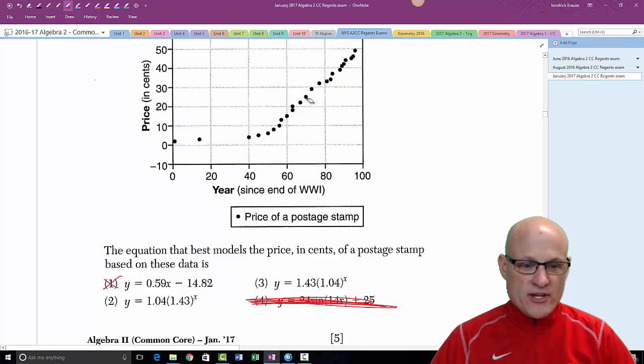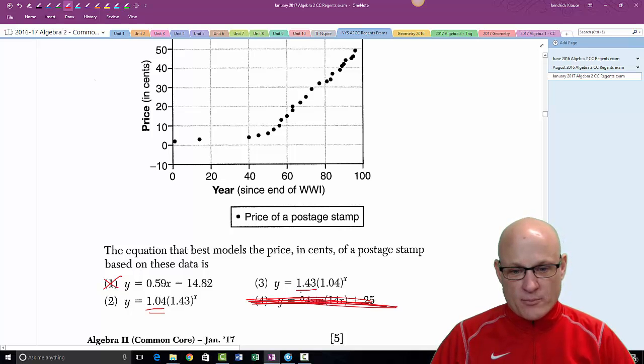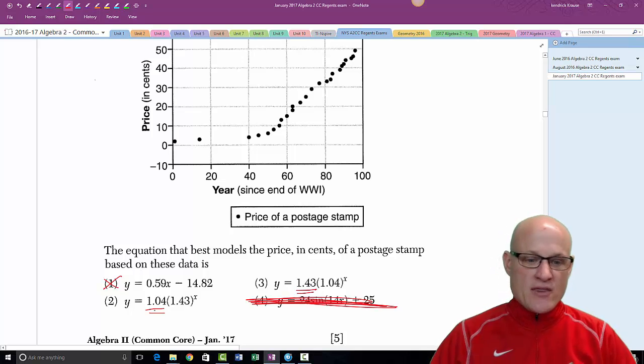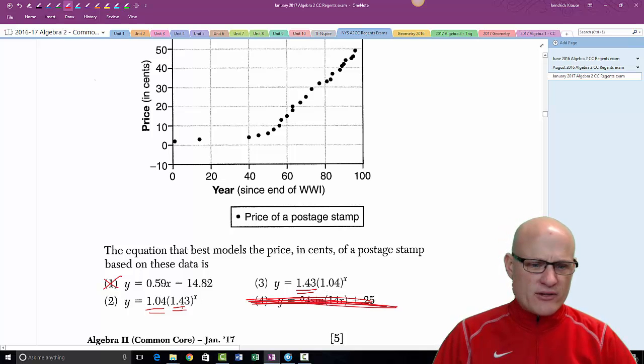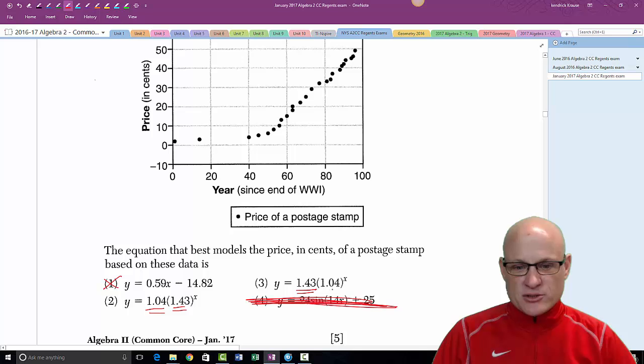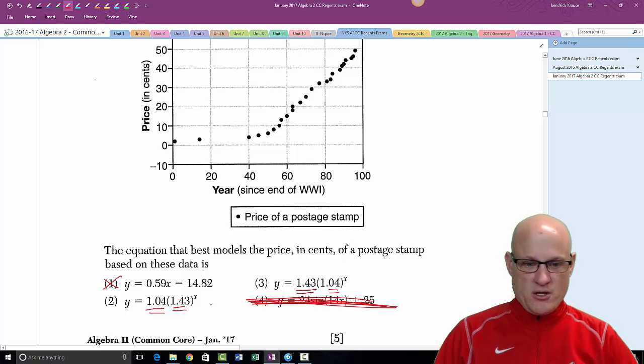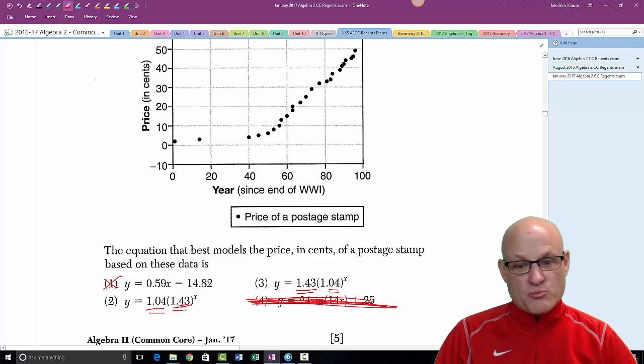Now, this one says we're going to start at 1.04 cents. This one says we're going to start at 1.43 cents. This one says we're going to have 1.4% growth, 140% growth. This one says we're going to have about 43% growth. This one says we're going to have 4% growth. 43% growth is much higher and much steeper than this one.